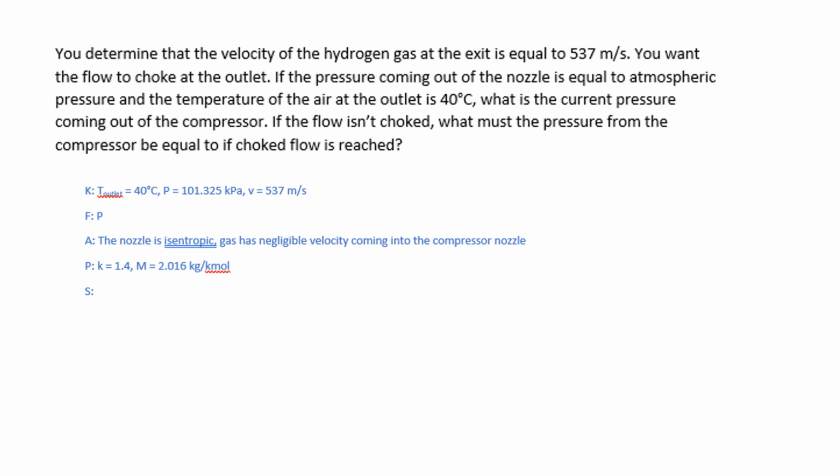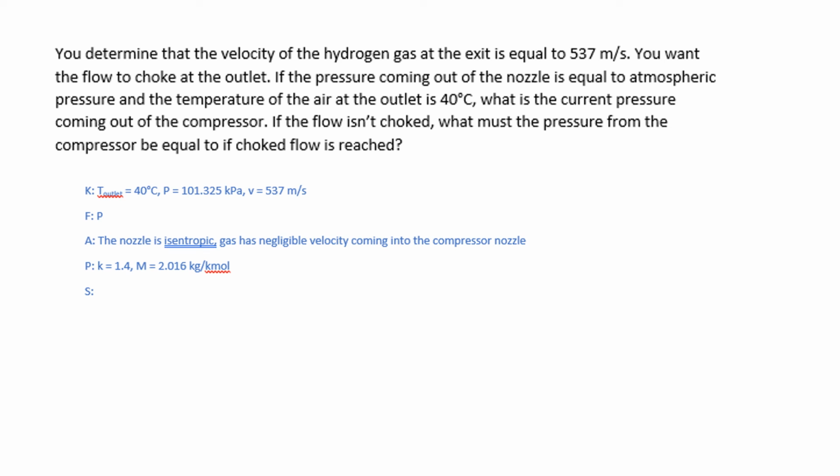So for the calculation problem, we're determining the velocity. The velocity of the hydrogen gas is determined to be 537 meters per second, and you want the flow to choke. If again the pressure out of the nozzle is atmospheric and the temperature at the outlet is 40 degrees Celsius. So we're going to determine what the current pressure is coming out of the nozzle, and if the flow isn't choked, what must the pressure be?